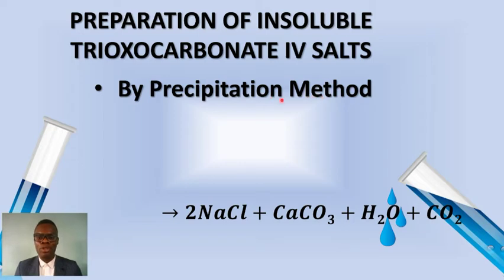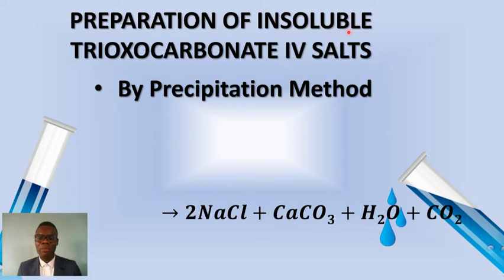And remember, this precipitation method can also be called your double decomposition method. What actually happens in this method? In this method, two soluble salts are used: one containing a trioxocarbonate 4 radical, that is the CO3 radical, which must be soluble. In this case, we usually use sodium trioxocarbonate 4 or sodium hydrogen trioxocarbonate 4. And another salt containing any other radical, like your trioxonitrate 5 radical, or your tetraoxosulfate 6 radical, or even your chloride ion. Both of these salts, both soluble, are reacted together.